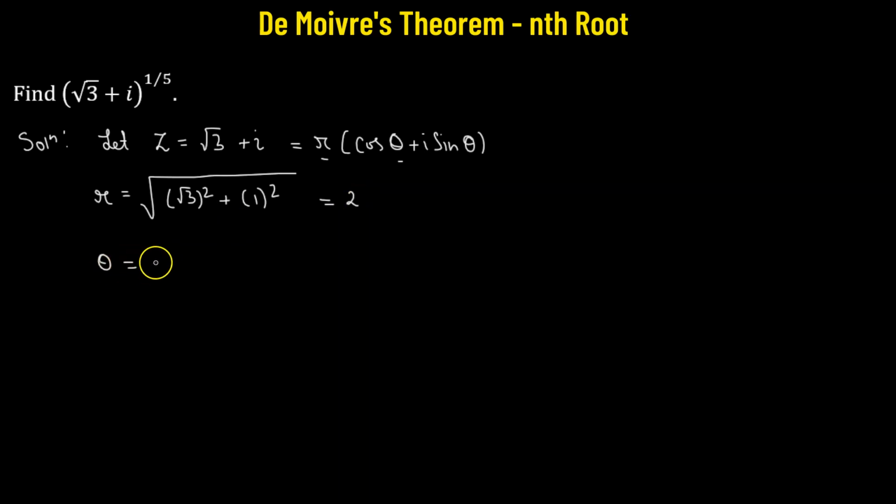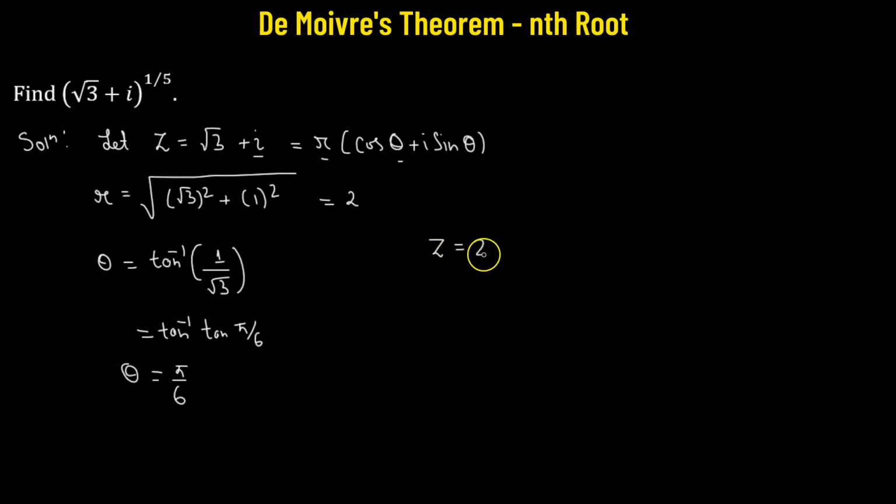And to find out the argument theta, all we have to do is take the inverse tangent of the imaginary part, which is 1, divided by the real part, which is square root of 3. Now we know that tangent inverse of 1 over square root of 3 is actually pi over 6. So this is going to be the argument of the complex number, and hence we can rewrite our complex number as z equals 2 multiplied by cosine of pi over 6 plus iota times sine of pi over 6.